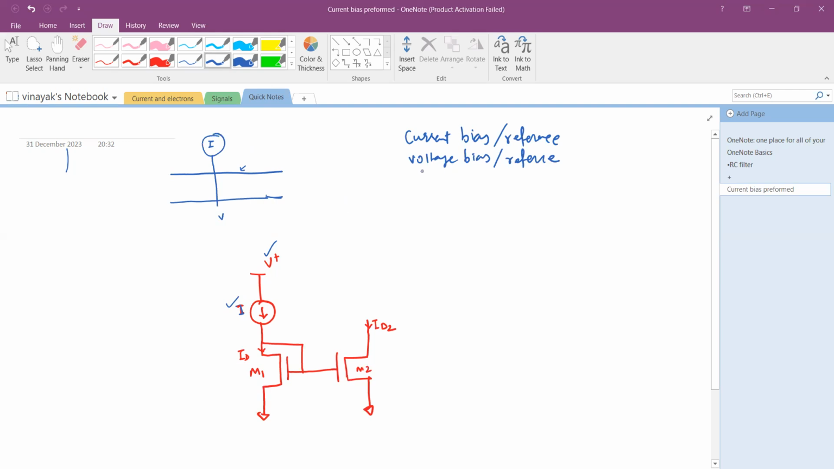The same story applies to the voltage bias and voltage reference. I would need a voltage that will remain constant irrespective of the current that is drawn through it. I can draw any amount of current and it should still deliver me a constant voltage. So that's the definition of the voltage reference or voltage source. There are dedicated circuits to design both of these.